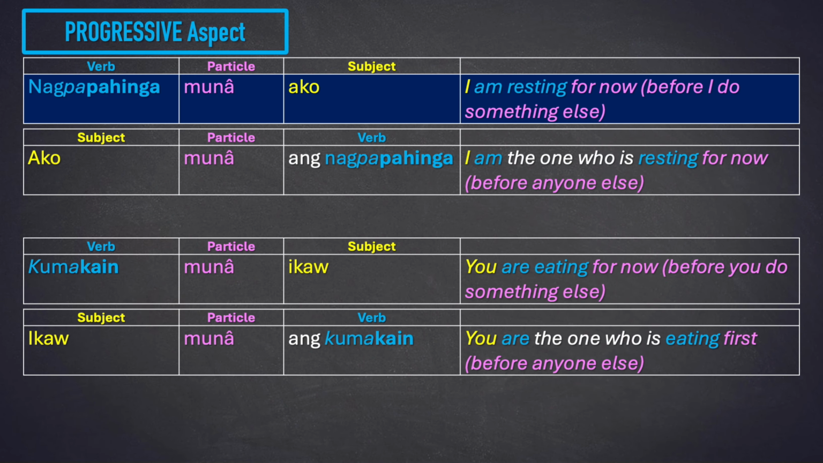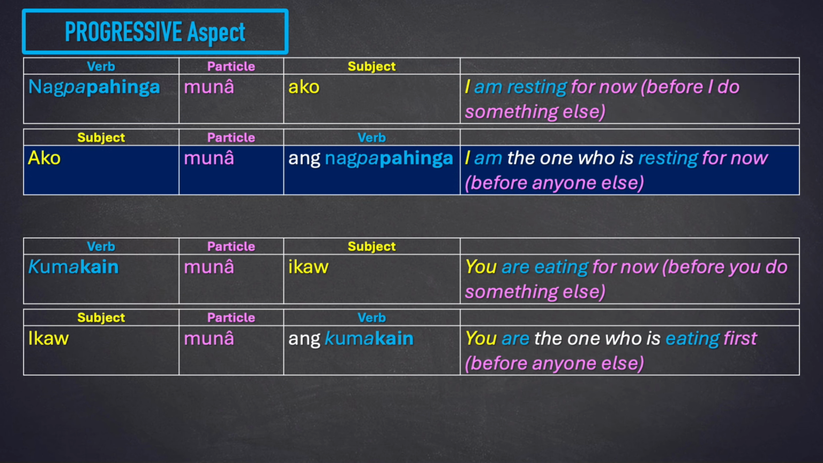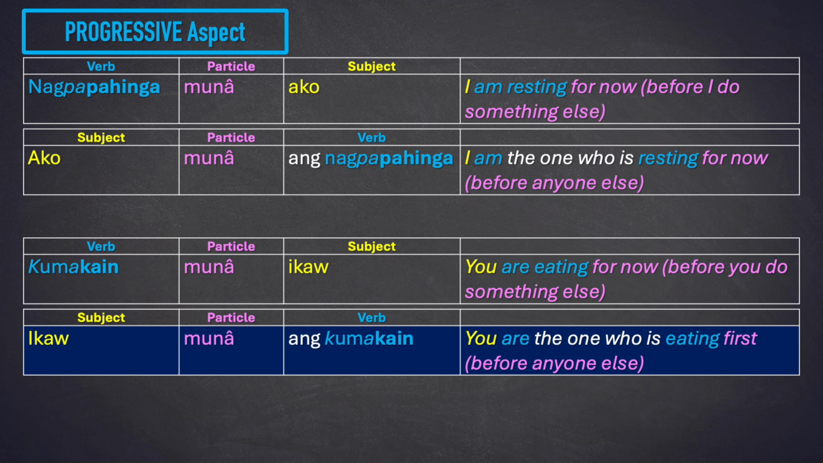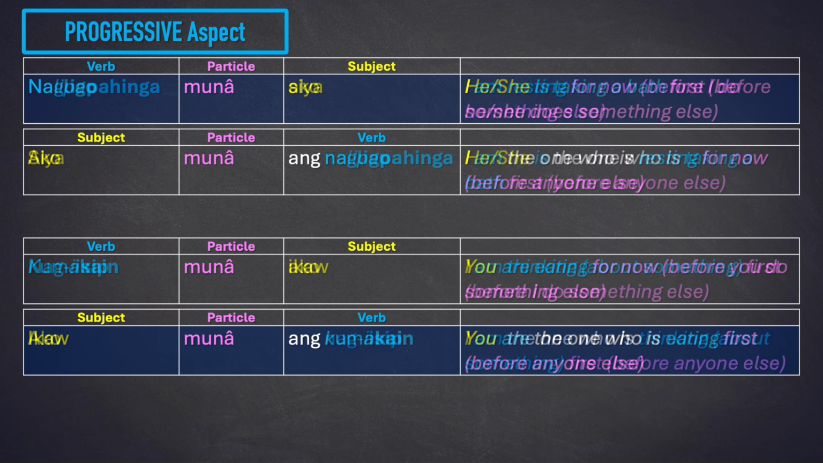Listen to this. Nagpapahinga muna ako. I am resting for now before I do something else. Ako muna ang nagpapahinga. I am the one who is resting for now before anyone else. Kumakain muna ikaw. You're eating for now before you do something else. Ikaw muna ang kumakain. You are the one who is eating first before anyone else.